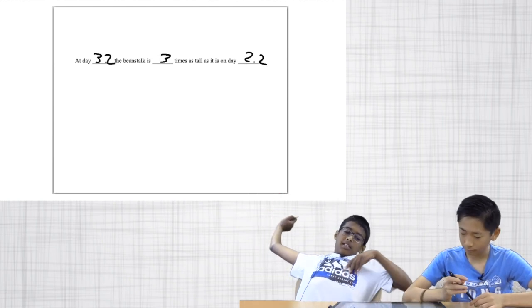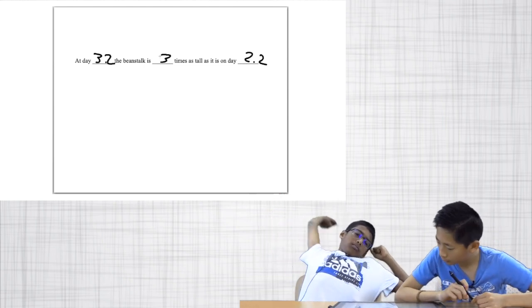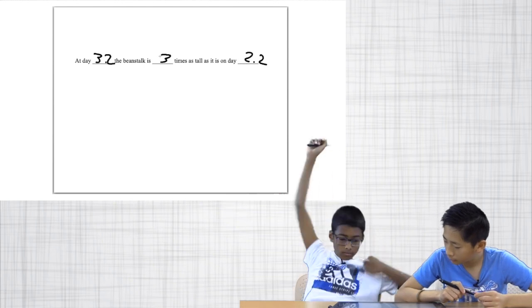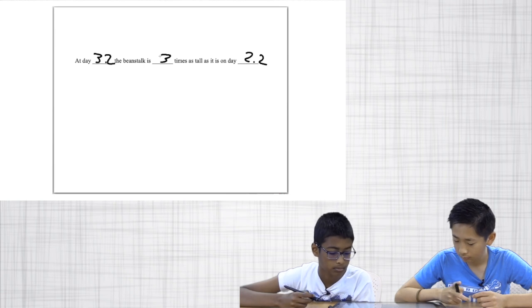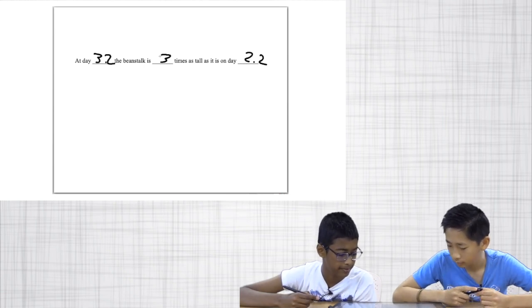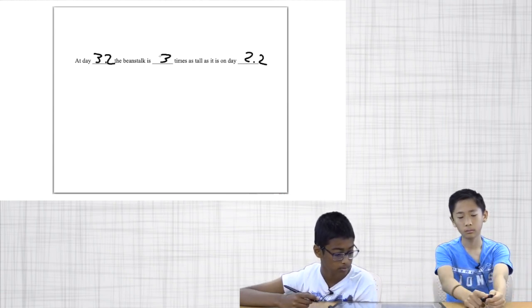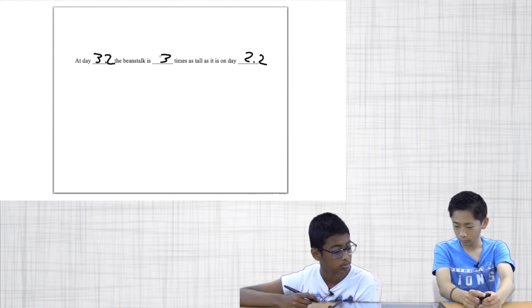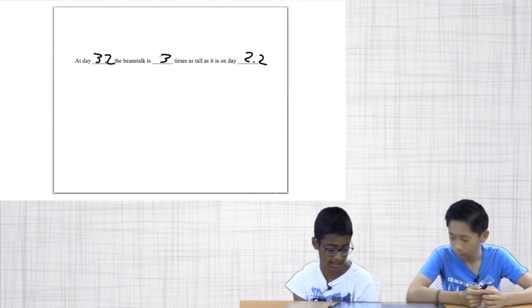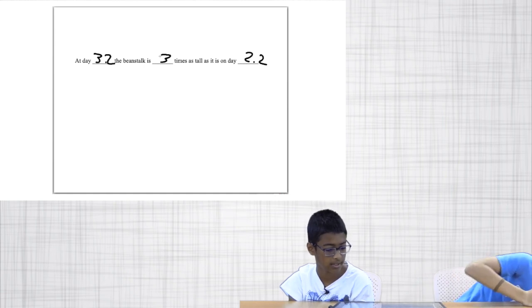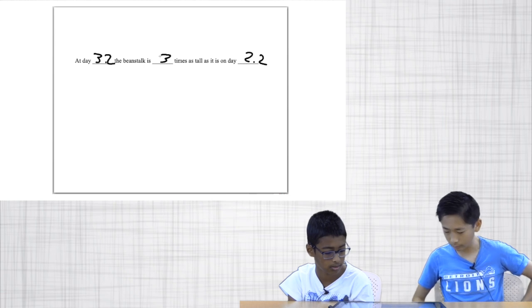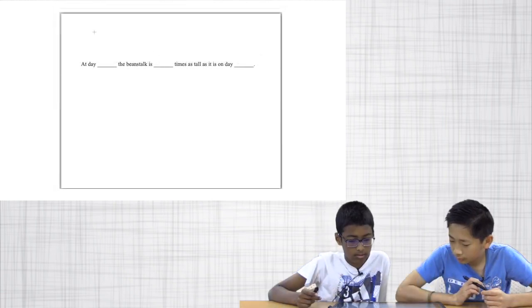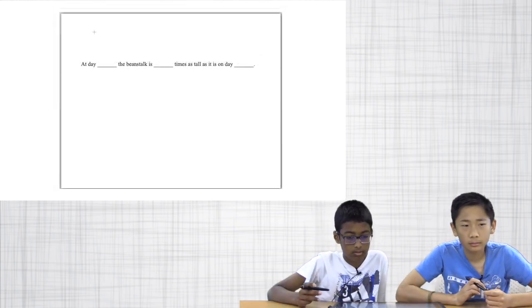Okay, so at day 3.2, the beanstalk is 3 times as tall as it is on day 2.2. And how did we figure that one out? Because the difference of days is still 1. Okay. And so what does that mean in terms of the height? So it's like just 1 day has passed. And it's the same amount of time. So that means it'll be just 3 times taller. Okay. Can you do one where the days apart is not 1?